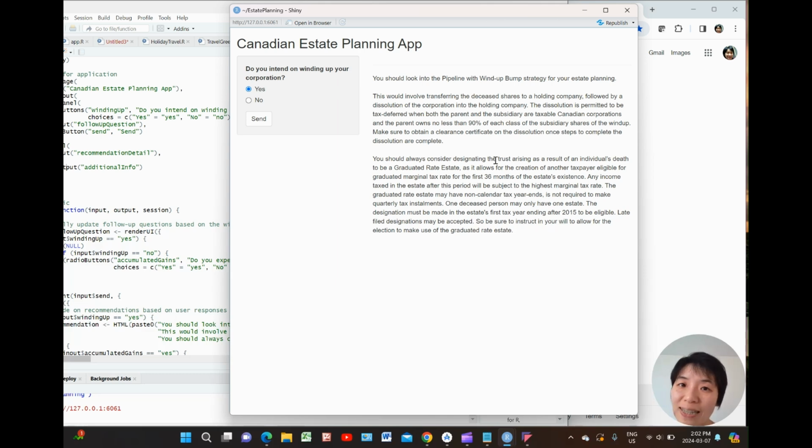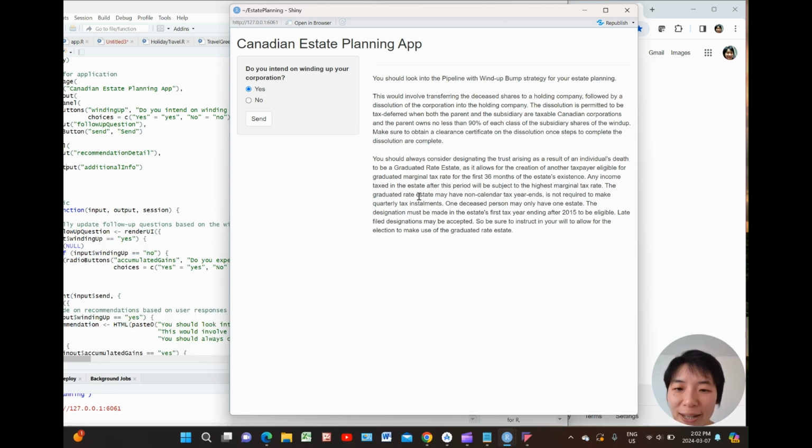So that could be a significant tax savings if you are using the graduated marginal tax rate instead of taxing all of the income in this trust at the highest marginal tax rate. And the graduated rate estate may have non-calendar year ends and is not required to make quarterly tax installments. So that is a significant advantage over the trust that has the highest marginal tax rate and is bound to the calendar year and is required to make quarterly tax installments.